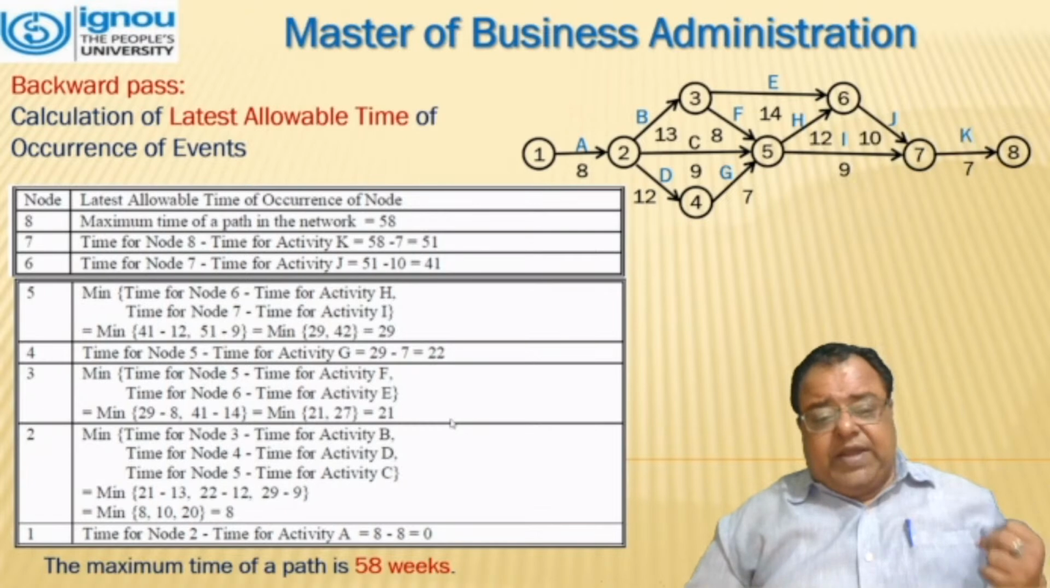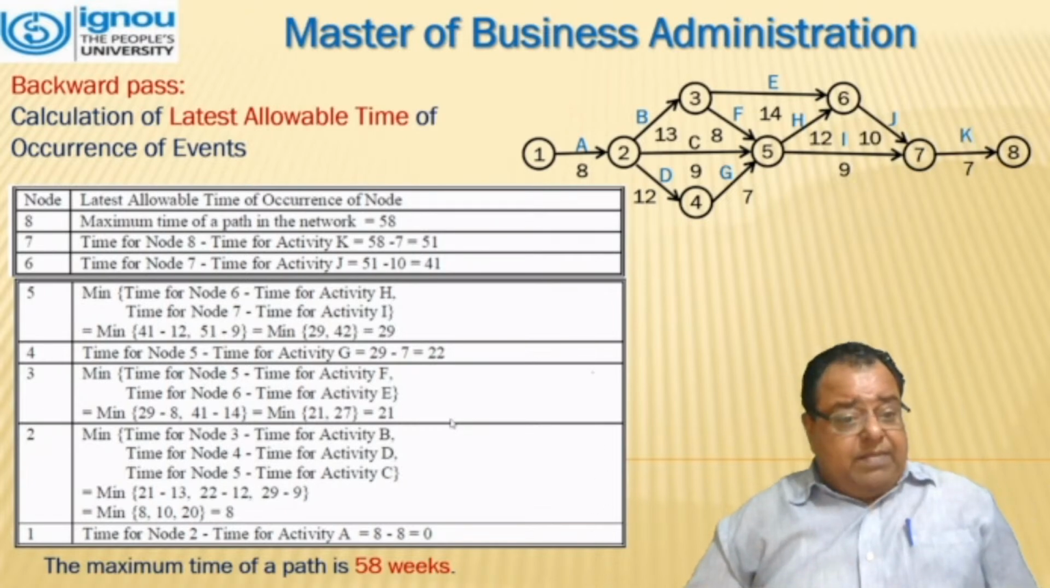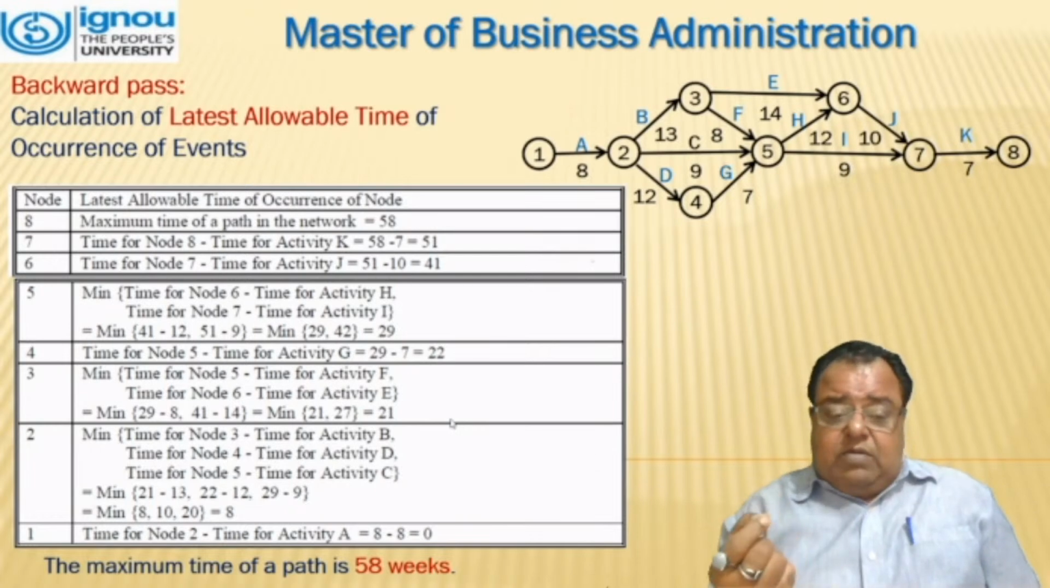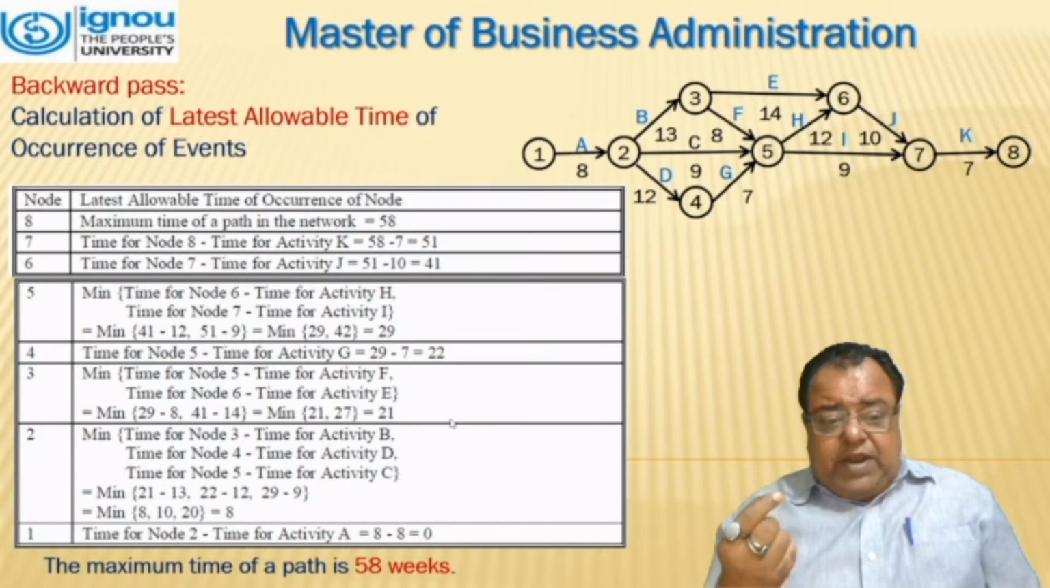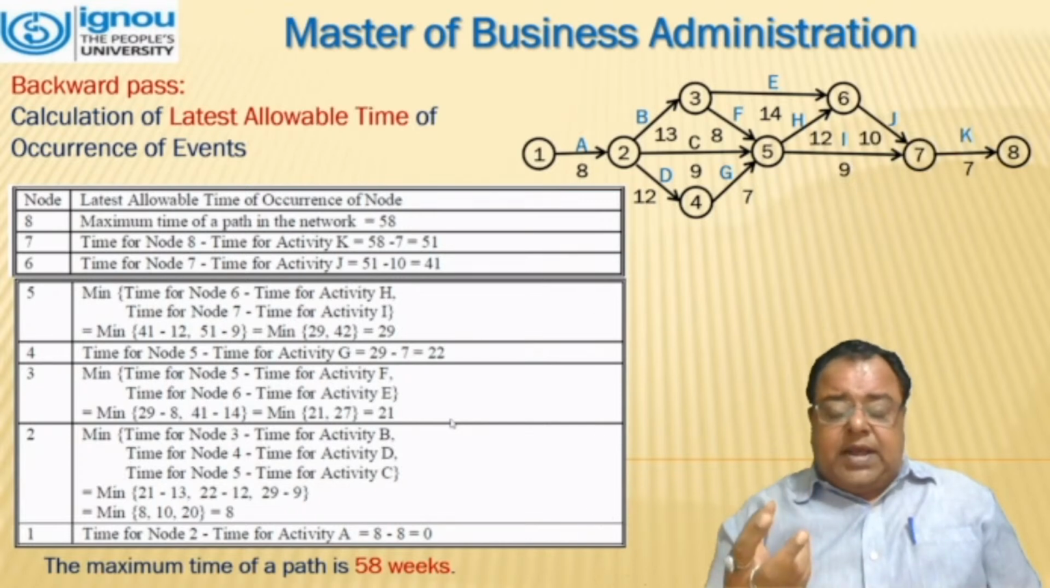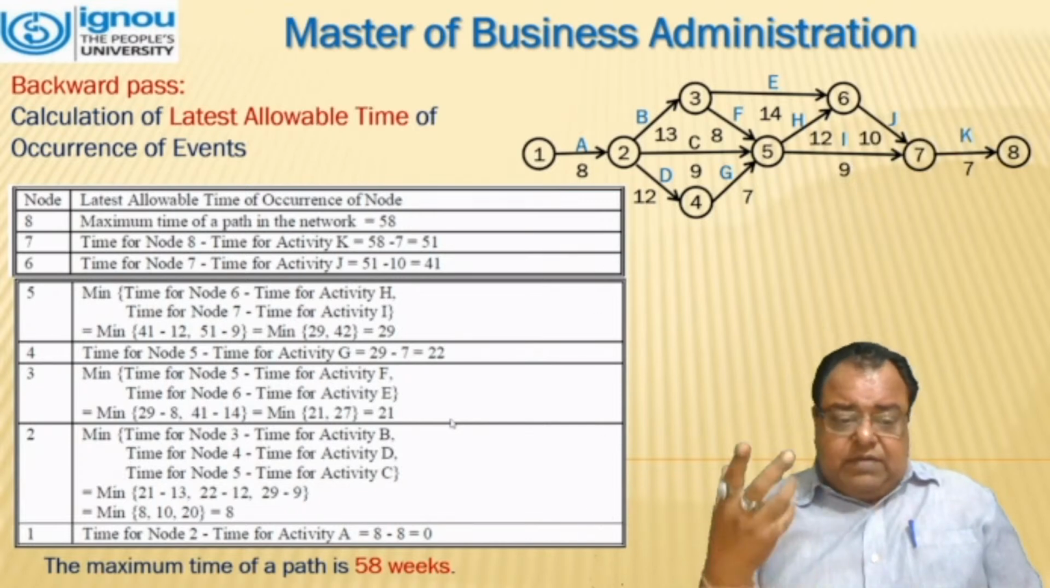Node 3, we can see that there are two activities, 5 and 6, which are happening. So that means we have to calculate the minimum time. For node 5, it was 29, and for node 6, it was 41. So we will be subtracting 8 and 14 respectively, which gives us 21 and 27. We will be considering the minimum one, that is 21.